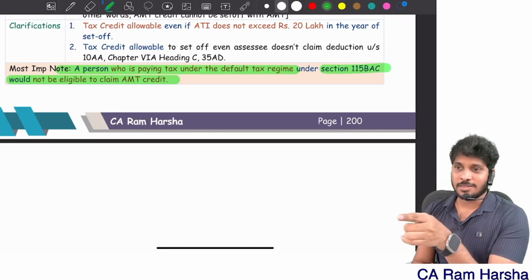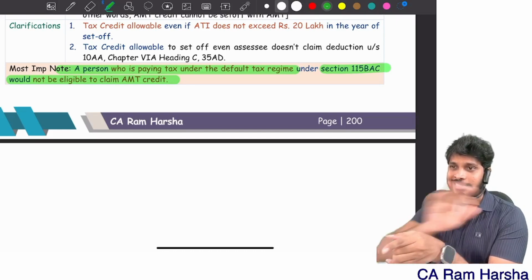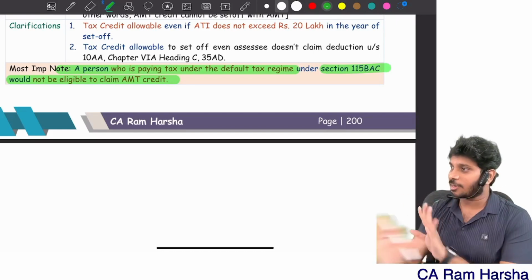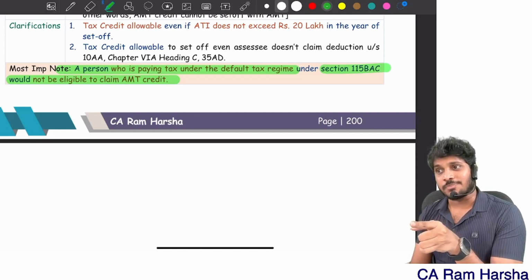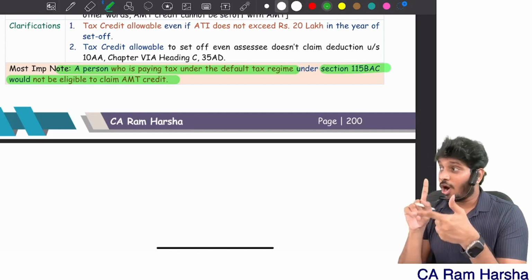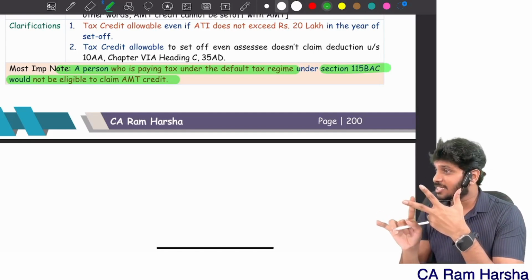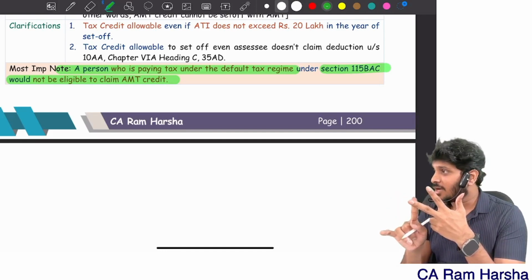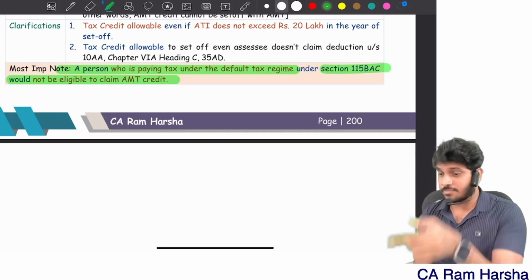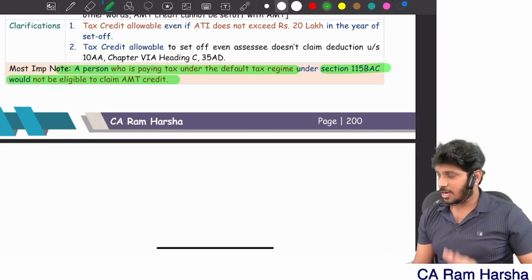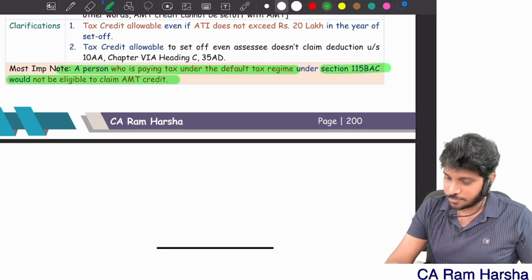Simple logic. Suppose in the problem the assessee is going for the default tax regime, blindly the AMT question itself will not apply. Sir, suppose the assessee is going for the optional tax regime, claiming 35AD deduction, or 10AA, or 80JJAA, 80QQB, 80RRB. It is the optional tax regime, not the default tax regime. Then the AMT logic will apply. Are you getting it? Yes or no?